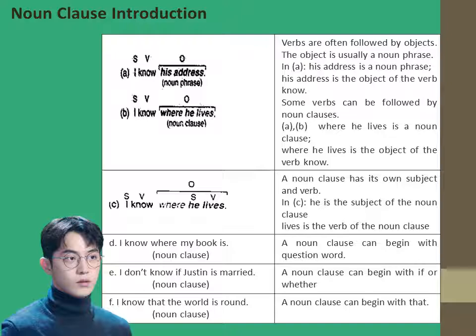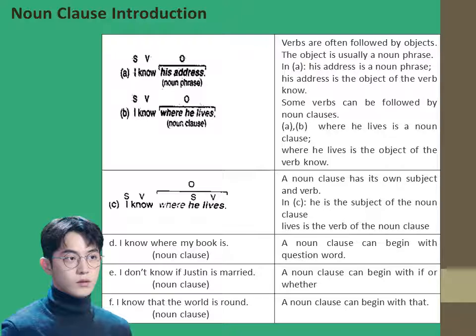Where in here has the function of a conjunction. In the full sentence, I know where he lives. I is the subject, know is the verb, and the object is the noun clause where he lives. A noun clause can begin with a question word. I know where my book is. In here the question word is where.